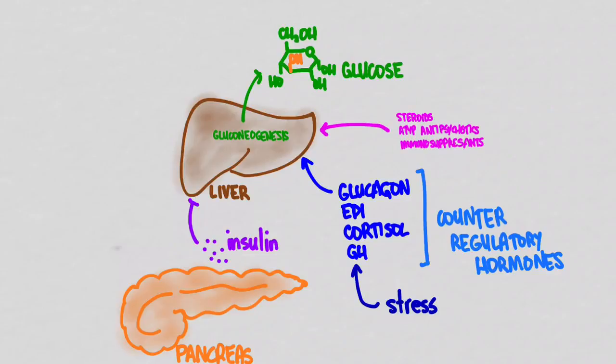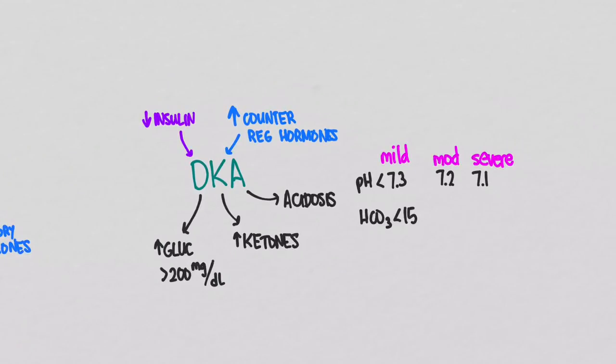And DKA results when we have an imbalance between insulin and the counter-regulatory hormones. So this means that we would have either a decrease in the amount of insulin or an increase in the counter-regulatory hormones, which then leads to one of three, or all three of these things happening: increased glucose, increased ketones, and an acidosis. And so an increased glucose, usually above 200 milligrams per deciliter, increased ketones, and we'll talk about that in a second, and acidosis.